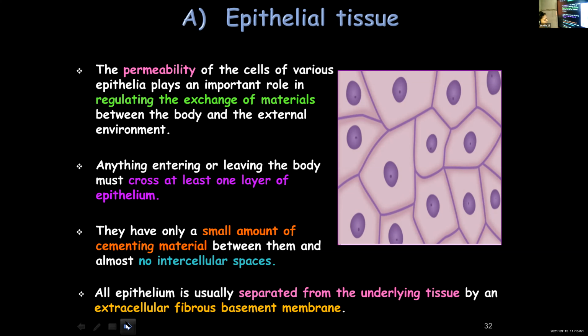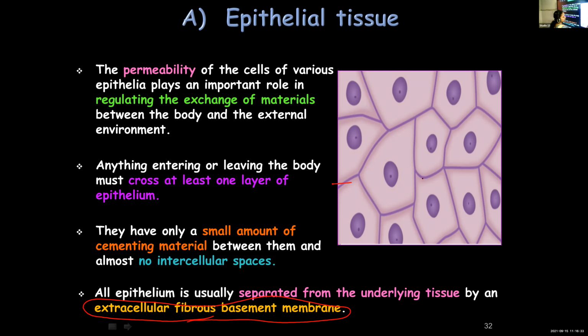And next point, epithelial tissue. You know that epithelial tissue is covering your internal organs, covering your entire body. So separating epithelial tissue and the underlying tissue, there is a membrane. You call this an extracellular fibrous basement membrane. Extracellular means it is not made up of cells, it's a fibrous membrane. Extracellular fibrous basement membrane will separate epithelium from the underlying tissues.